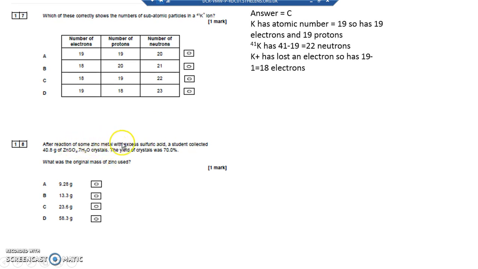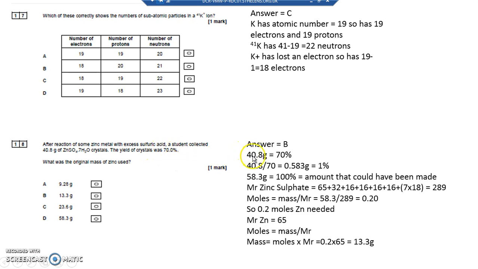After a reaction of some zinc metal with excess sulfuric acid, a student collected 40.8 grams of these crystals. The yield of the crystals was 70%. So first of all, I'd be thinking, how much would they have made if they'd made 100%? What's the easiest way of doing that? Well, 40.8 is 70%. So if we divide by 70, 0.583 is 1%.